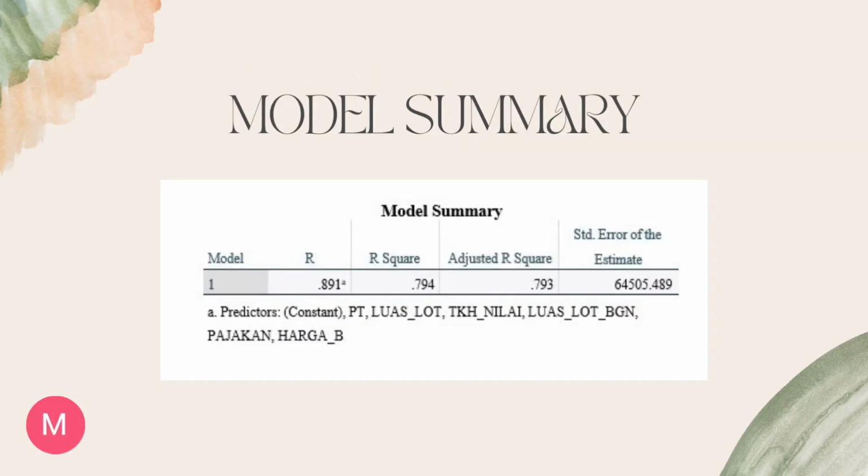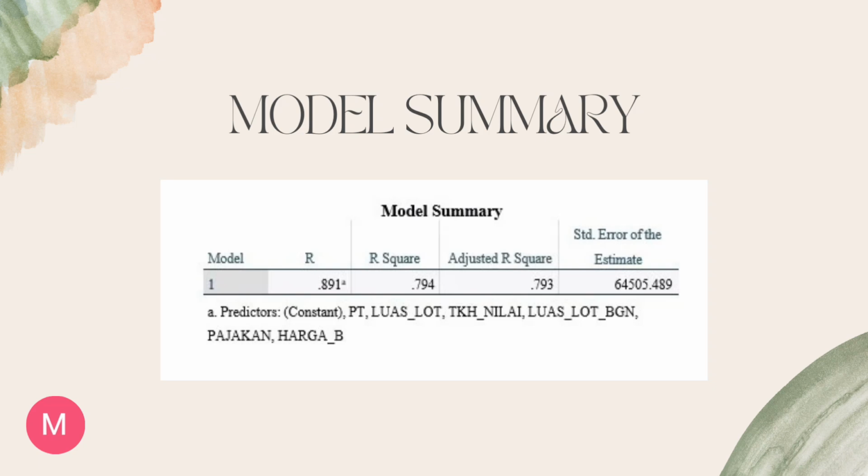Each element of this table is relevant for interpreting the result. The R value represents the correlation between the dependent and independent variables. The correlation coefficient is 0.891, indicating a strong positive linear relationship between the combined predictors and nilai LPR. After that, the R square, which is the coefficient of determination, is 0.794, showing that 79.4% of the variance in nilai LPR can be explained by the independent variables.